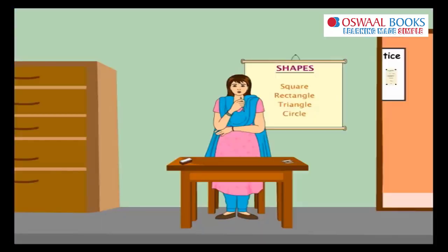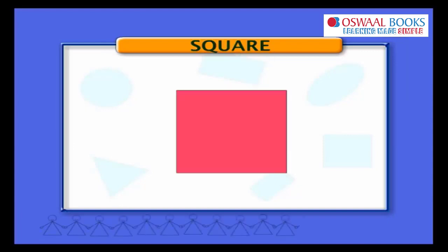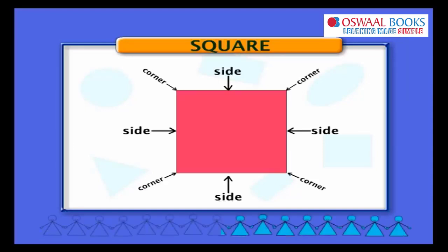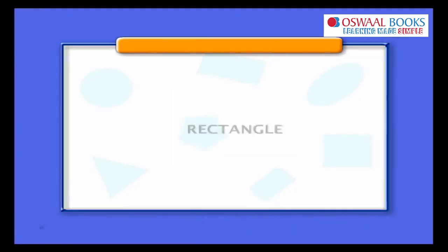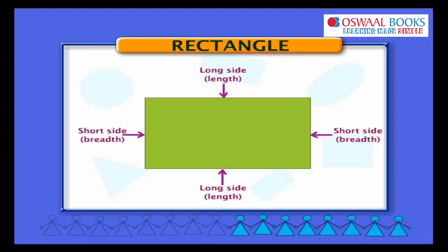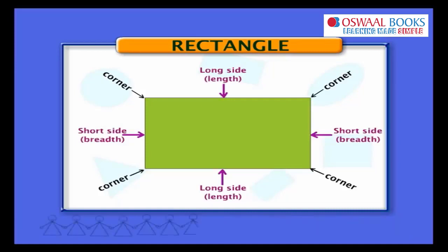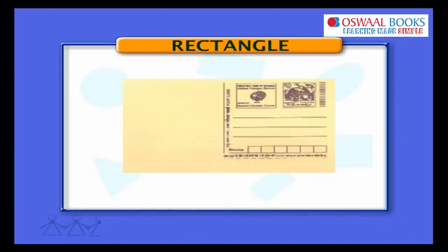Shapes. There are a number of shapes, but let us know about the basic shapes in geometry. Square. This is a square. It has 4 sides and 4 corners. All the sides of a square have the same length. Example of this shape is a chessboard. Rectangle. This is a rectangle. It has 4 sides and 4 corners as a square, but only the sides in the opposite directions are equal. It has 2 longer sides called the length and 2 shorter sides called the breadth. Example of this shape is a postcard.